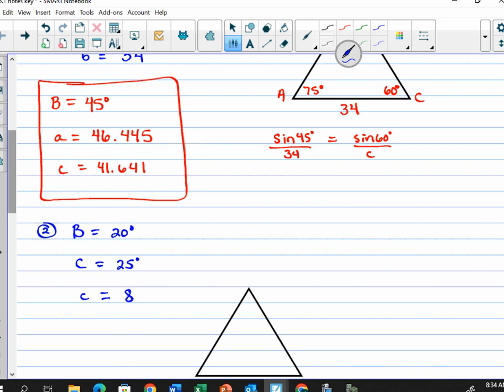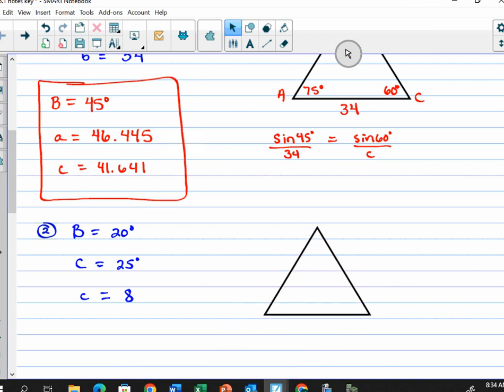Okay, Miss, will you always give us one big and one little? One big and one little, like a matching? Not necessarily. I could certainly have given you side A here, because could you find angle A? Yeah, and then you'd have a pair essentially when you go to solve it.